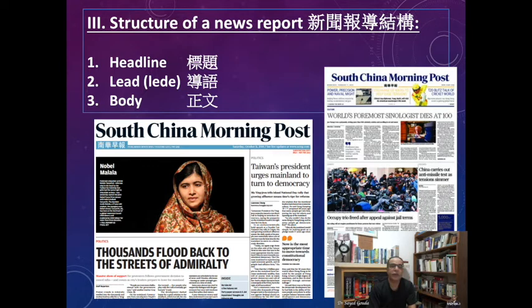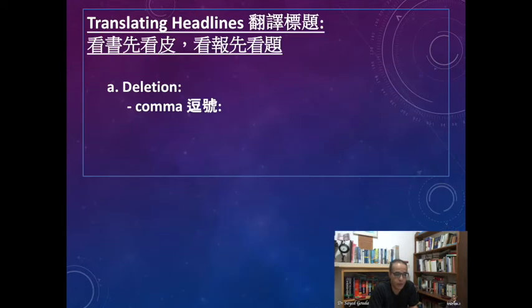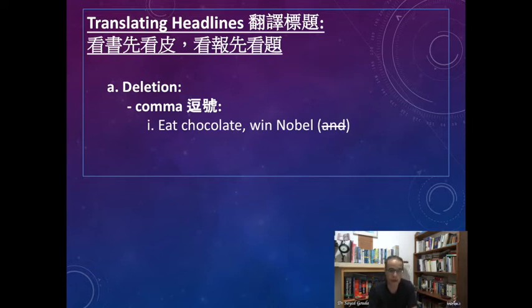In the headline you can actually use some punctuation in replacement of some words. For example, the comma. You can use the comma instead of "and" or "but" or "who is" and so on. For example, look at this headline: "Eat chocolate, win Nobel." The comma here means eat chocolate and win Nobel.